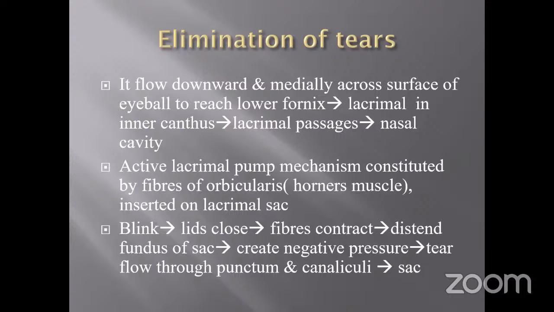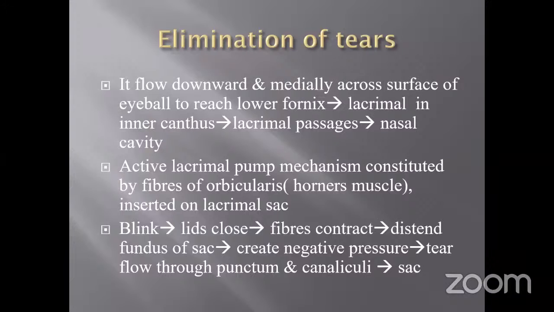Okay, so the elimination of tears. How are tears drained? The tears flow downward and medially. They are produced by the lacrimal glands, then flow downwards and medially across the surface of the eyeball to reach the lower fornix, and from there to the inner canthus, and they reach the lacrimal passages, and from there the nasal cavity. This is actually the lacrimal apparatus part.